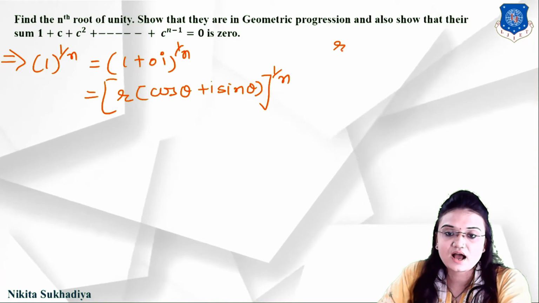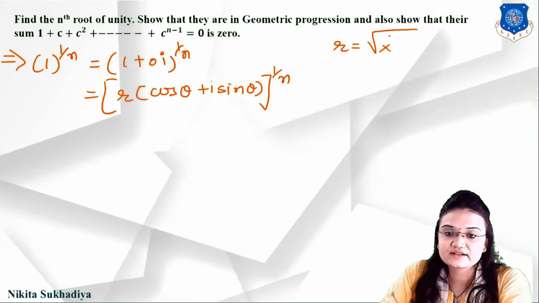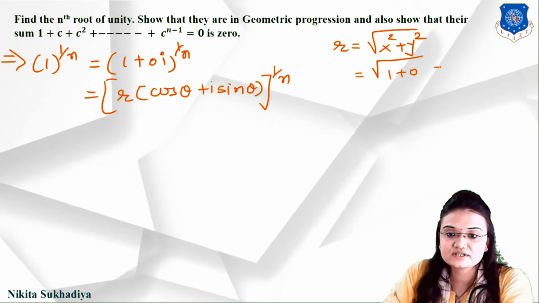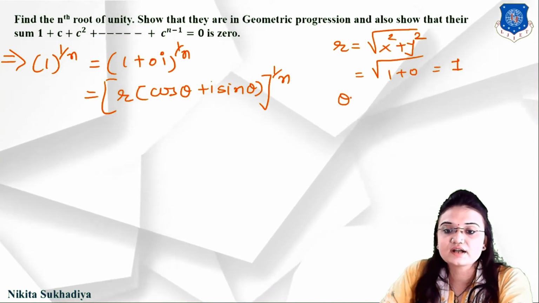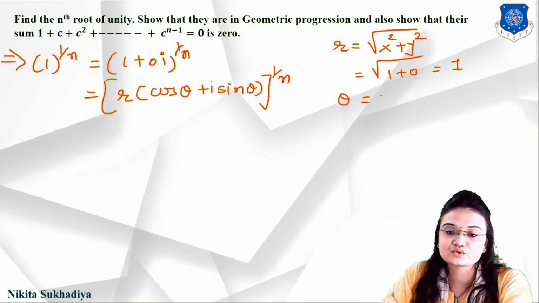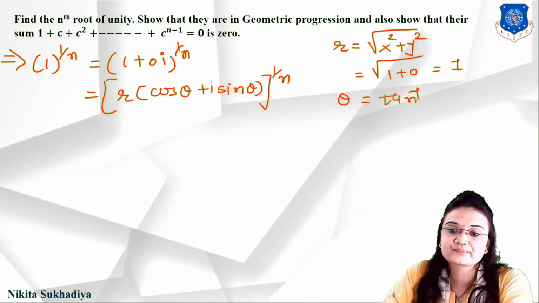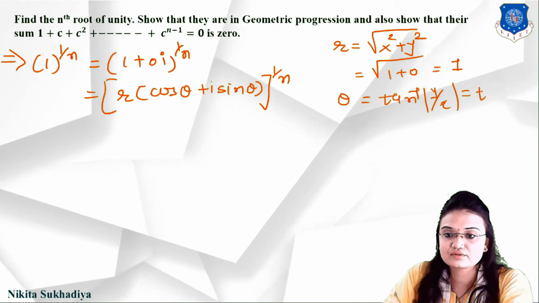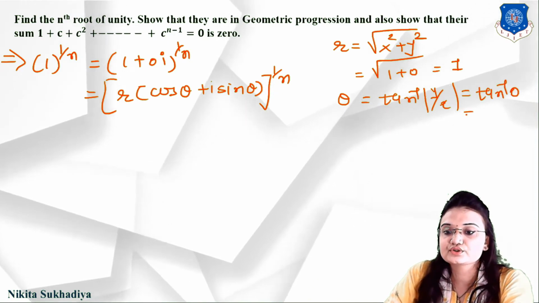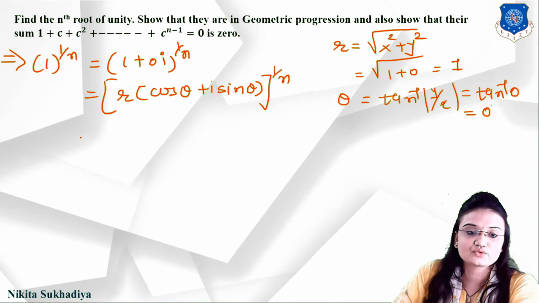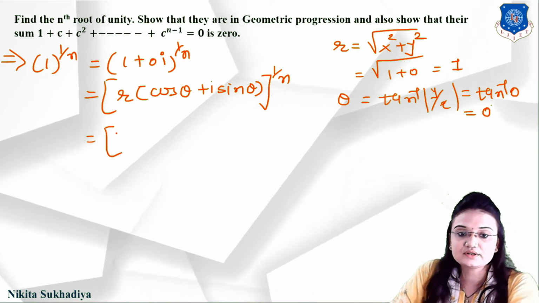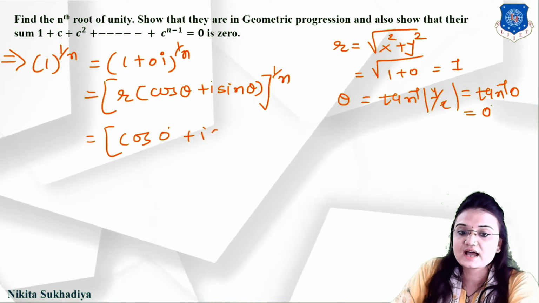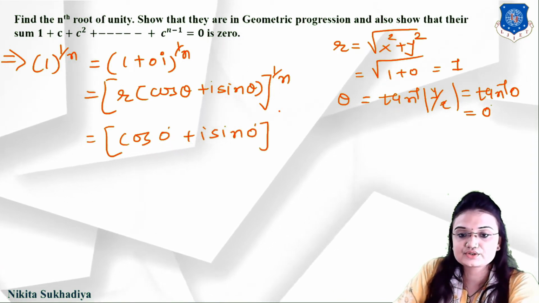Okay, so here r is the square root of x square plus y square. So for 1 this will become 1 plus 0, which is equal to 1, and theta for 1 plus 0i, so theta is tan inverse of y by x. Okay, so this is tan inverse 0, so theta is 0. Okay, so for this case r is equal to 1 and cos theta, so this will become (cos 0 plus i sin 0) raised to 1 upon n.